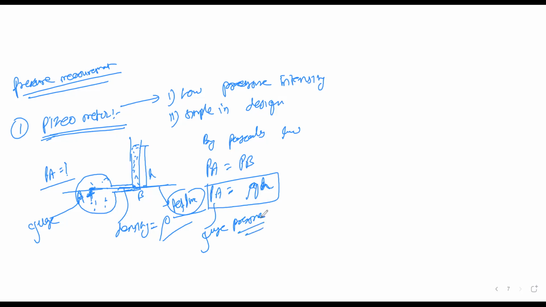Like for any type of liquid, if there is water, you just put it here. Water density is 1000, 9.81, and the height, if it is given as 1 meter, write down 1, and the answer will be 9810 Newton per meter square. So this is the first type of meter, called the piezometer. And next we have a manometer.